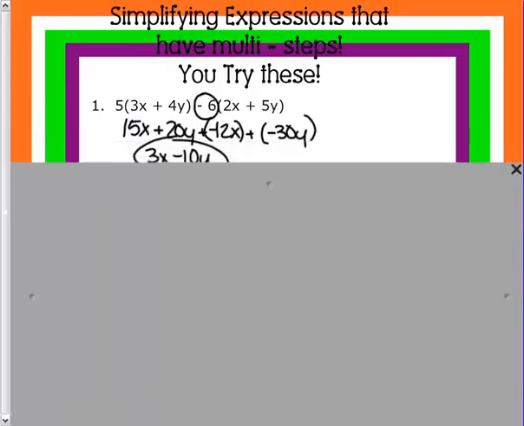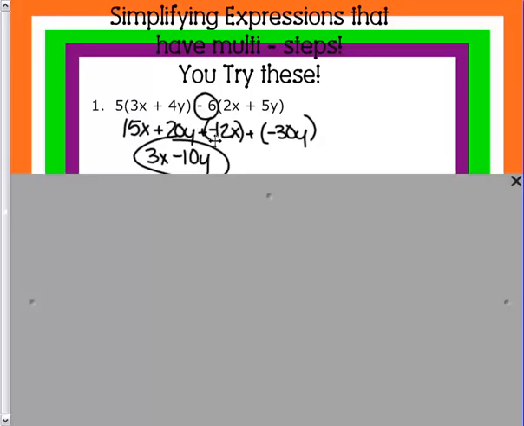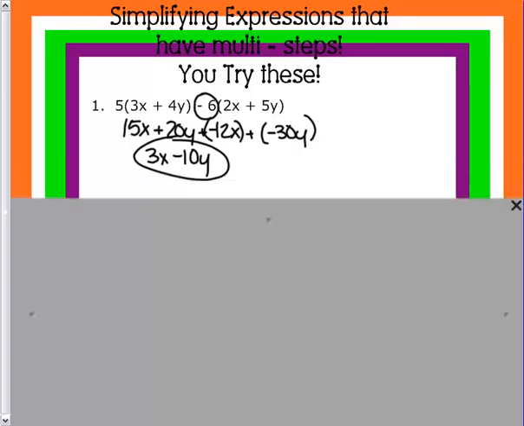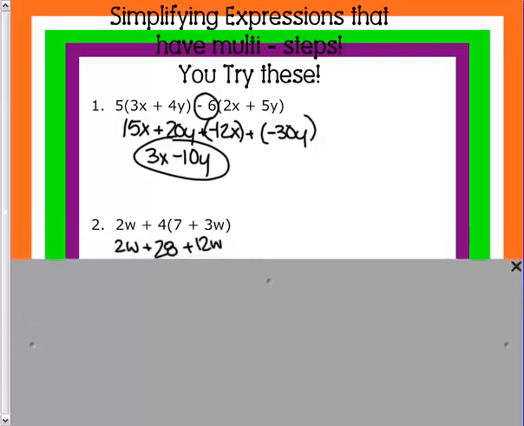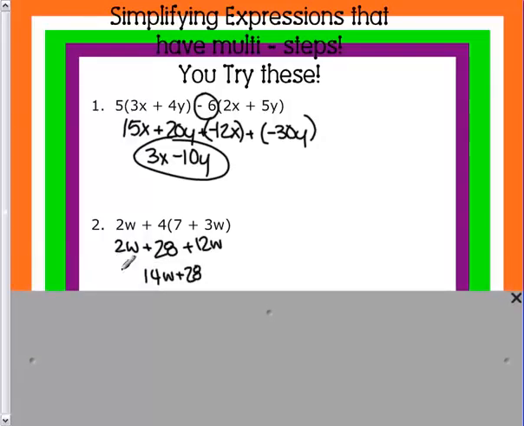We are going to combine our x's, which is 15 and negative 12, to get 3x, and 20 with a negative 30y would be a negative 10y. And that's our answer. For the second one, we bring down the 2w, and then we're going to multiply 4 times 7 and 4 times 3w. 4 times 7 is 28, and 4 times 3w is 12w. Combine our w's and get 14w plus 28, and we're done.